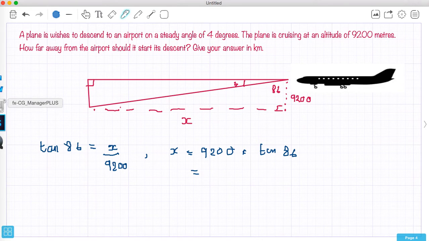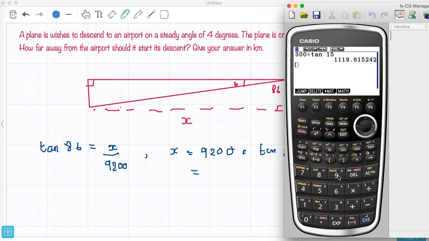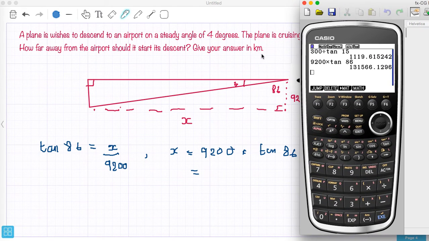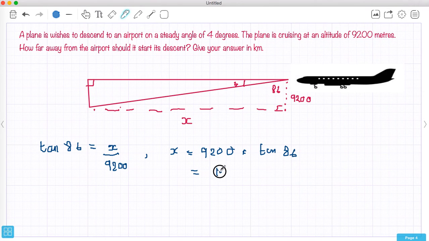Let's go to my calculator because I can't do that without a calculator. So 9,200 times tan 86 gives me this answer here, which is in meters, because all my calculations are in meters, but I want to give my answer in kilometers. So I'm just going to divide that by 1,000. And it gives me 131.5, so roughly 132 kilometers away from the airport we need to begin our descent, which is about right.